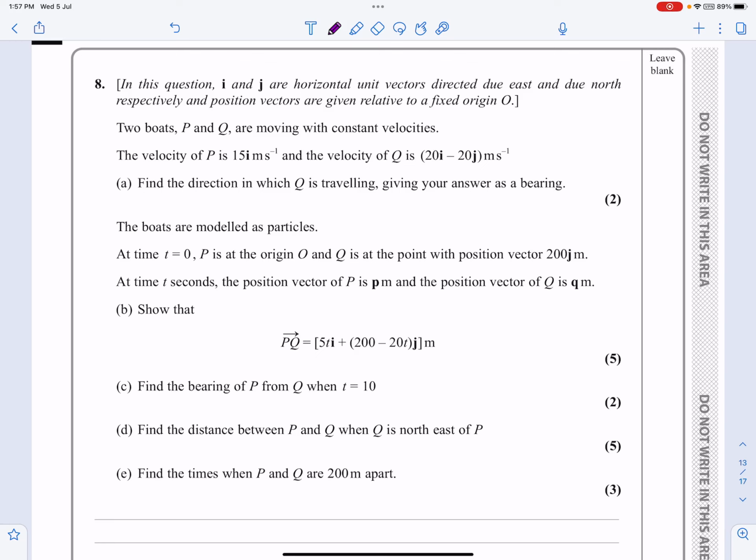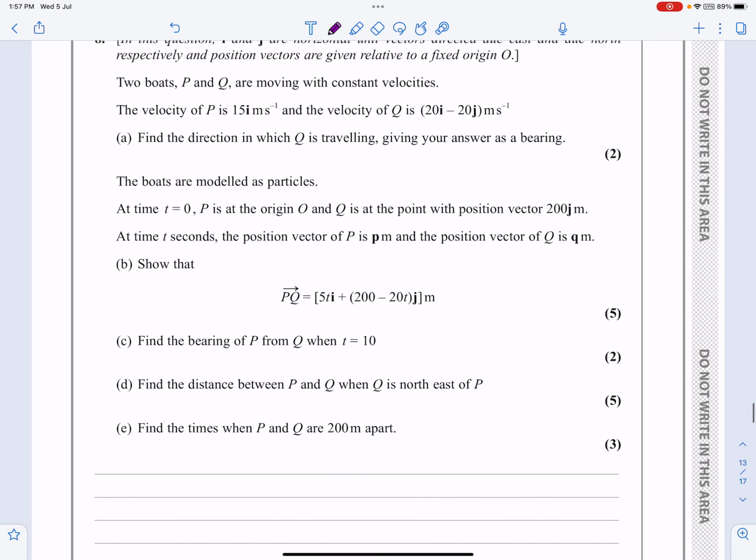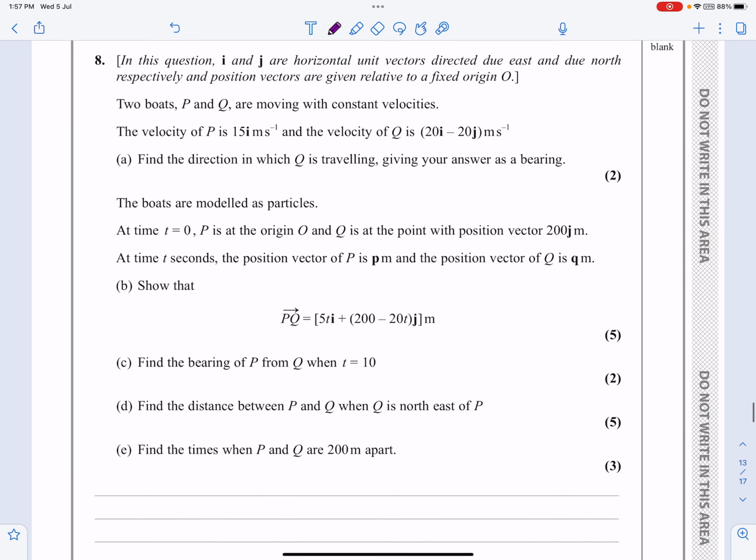Okay, this is the M1 paper from May 2022. It's question number 8, which is the final question in the paper. It's, as you can see, a fairly big vectors question. We've got work involving I and J notation. We've got velocity and time in here. Let's just make a start.